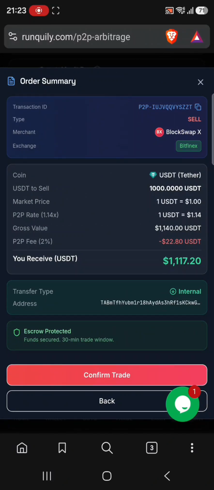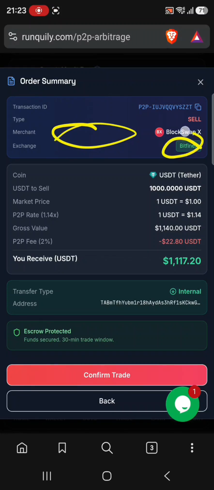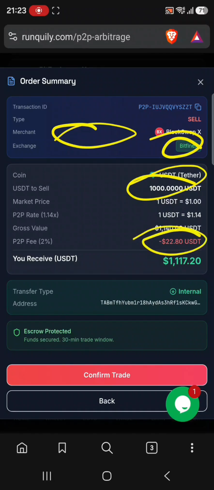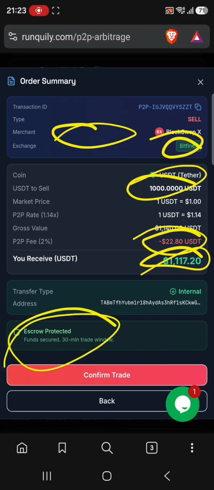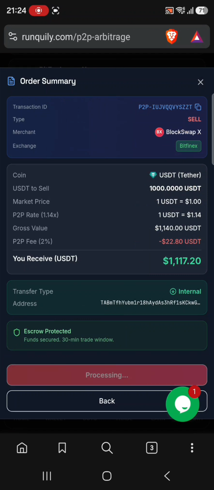You can see the merchant name, the exchange, the amount we want to sell, and also there is something called P2P fee of 22.80. So we'll get 1,117 in less than 30 minutes. So that means our profit is 117. So there is something also I wanted to talk about. It is escrow protected. So that means there is no way you can lose your money if an exchange has escrow protection. So let me confirm the trade.